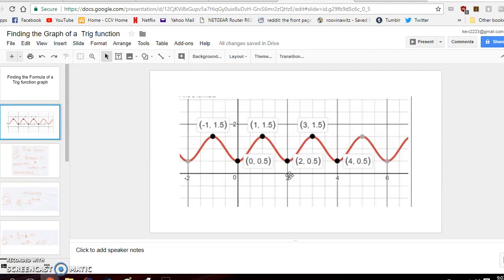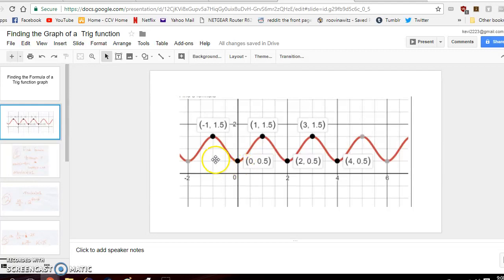Now, I've decided that this is a sine function because it has a y-intercept of 0.5, when a cosine function, y has to be 0 when it crosses the y-intercept, due to the fact that cosine starts at a maximum and falls, which this does not. So this is a transformed sine function.